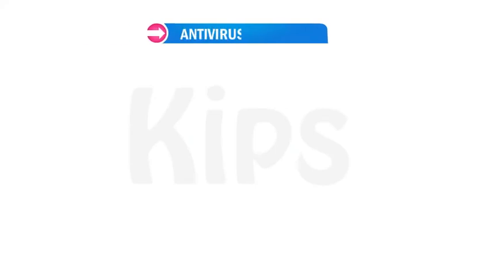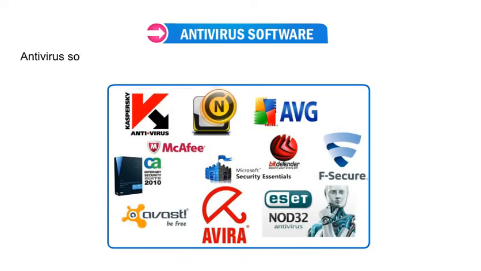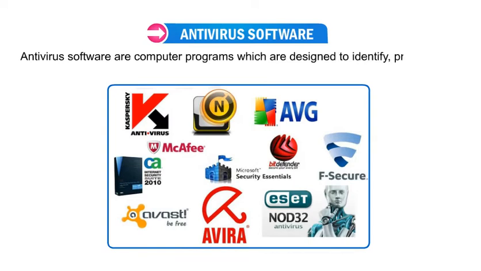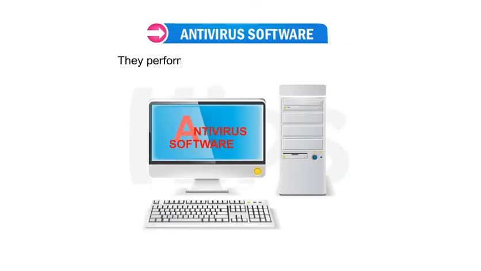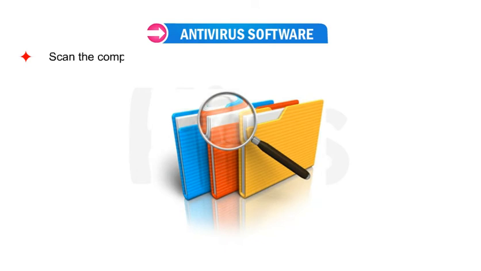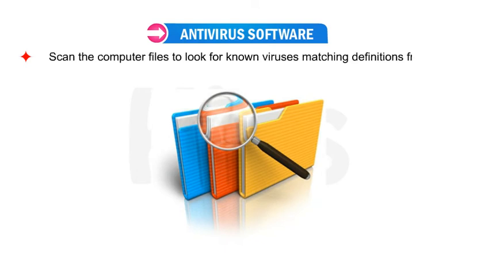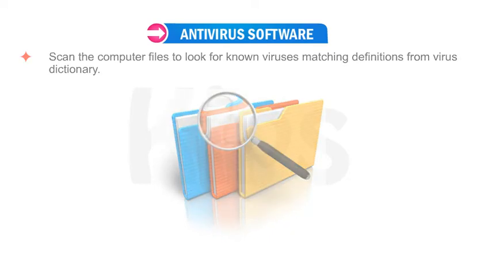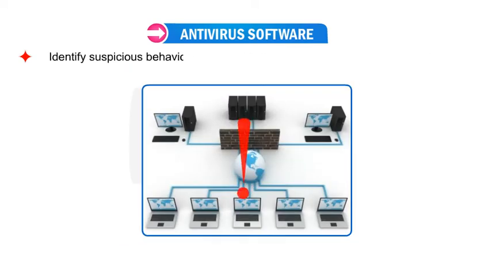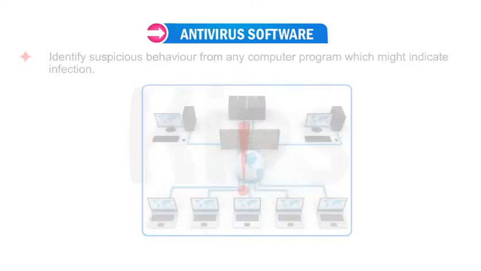Let us talk about antivirus software. Antivirus software are computer programs which are designed to identify, prevent, and remove viruses from a computer. They perform the following tasks in a computer. Scan the computer files to look for known viruses, matching definitions from a virus dictionary. Identify suspicious behavior from any computer program which might indicate infection.